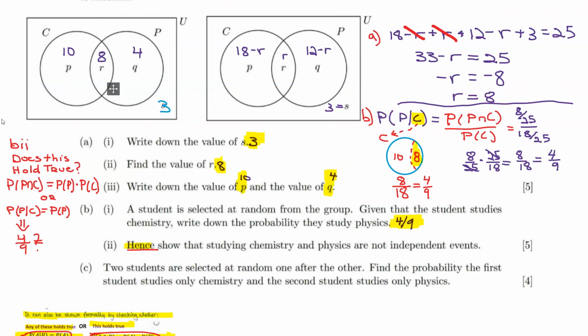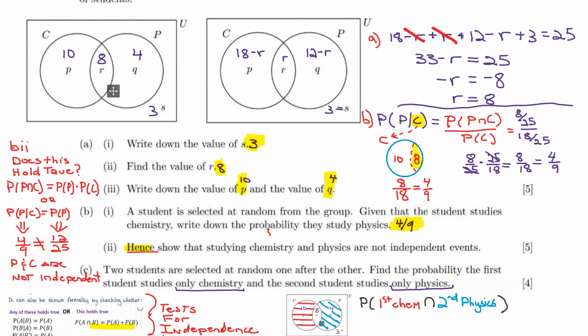Well, the probability of physics, there's 12 physics students. So this part would be 12 out of 25. Okay, and those are not equal. So this does not hold true. 4/9 does not equal 12/25, therefore P and C are not independent.